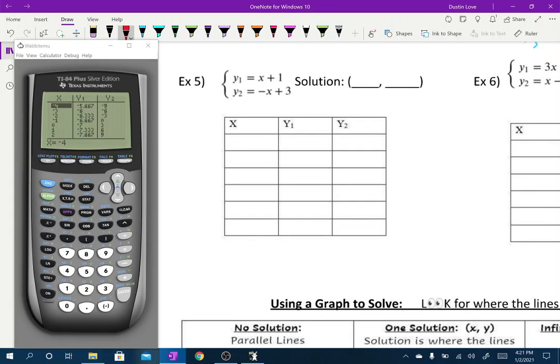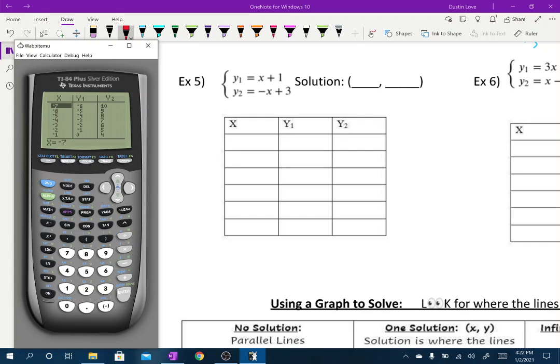That's why these are already labeled as y1 and y2. So let's go in the calculator and jump over to y equals again. Let's use the clear button to clear out both of those. Go to y1, we're going to type in x plus 1. And we're going to go into y2 and do negative x plus 3. We're going to go to the table again. Again, that's up here, second table. And let's scroll up and down and see what we can come up with.